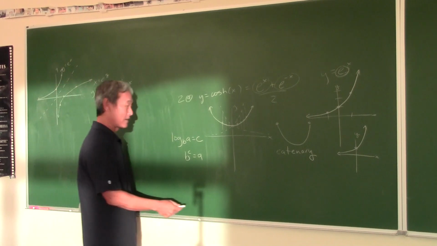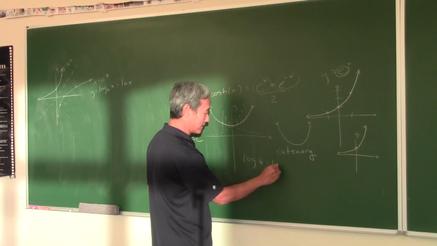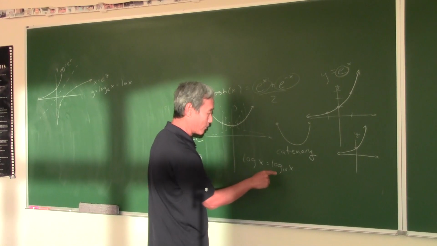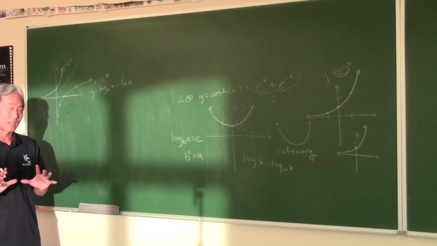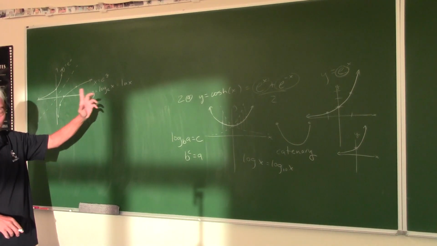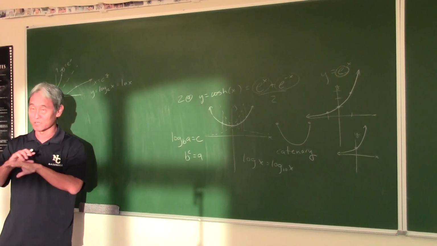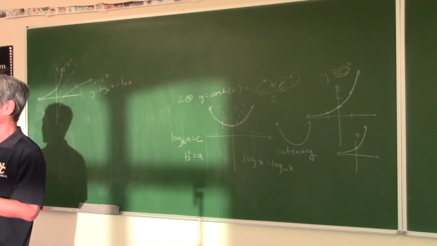Just like, what did you learn last year? If you have a log and there's no base written, what is it? Base 10, and we call that a common logarithm. This is natural logarithm. Now when you go to calculus next year, everything is going to be natural logarithm. So in this class, we're going to do all natural logarithms. We're not going to use any other logs.